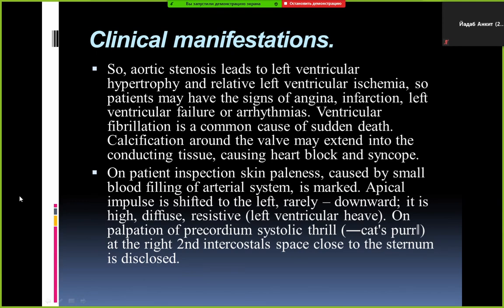So, aortic stenosis leads to left ventricle hypertrophy and relative left ventricle ischemia. So, patients may have the symptoms of angina pectoris, infarction, left ventricle failure, or different types of ventricular arrhythmias. Ventricular fibrillation is a common cause of sudden death of these patients. Calcification around the valve may extend into the conducting tissue, causing heart block and syncope.